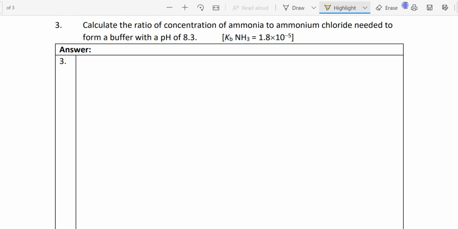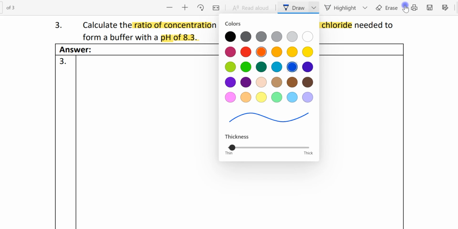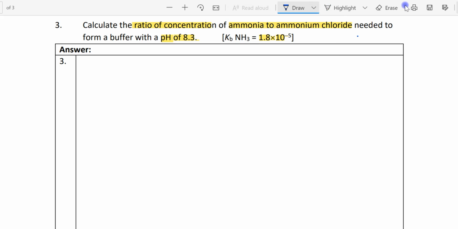Alright, the next question is question number 3. Calculate the ratio of the concentration of ammonia to ammonium chloride needed to form a buffer with pH of 8.3, given the Kb value of ammonia. What should we do? First of all, since the question gives the pH and this refers to a basic buffer, because it contains a weak base and its salt, you first have to find the value of pOH. Use this formula to calculate the value of pOH.